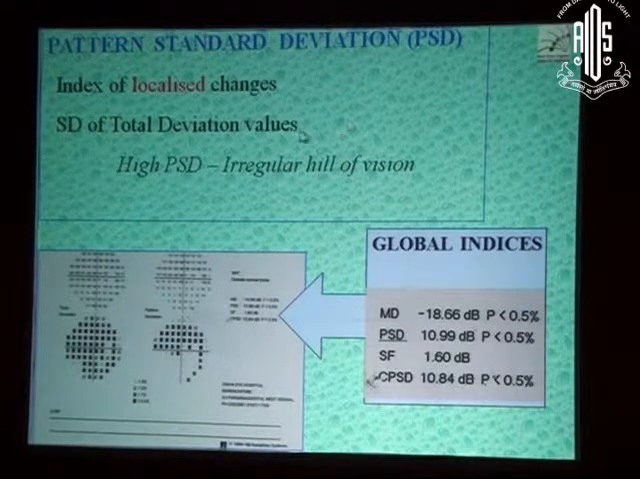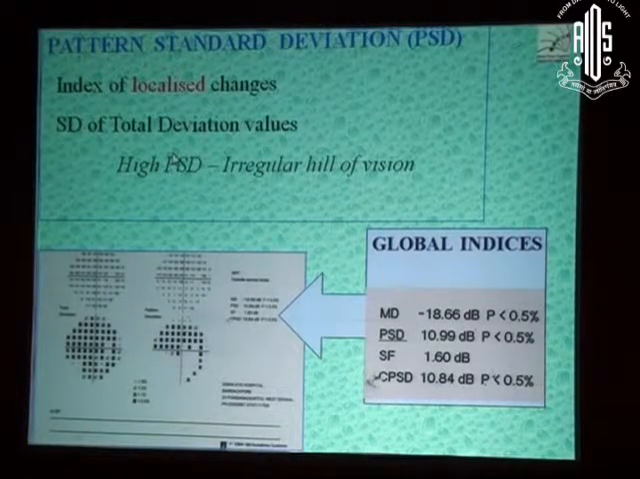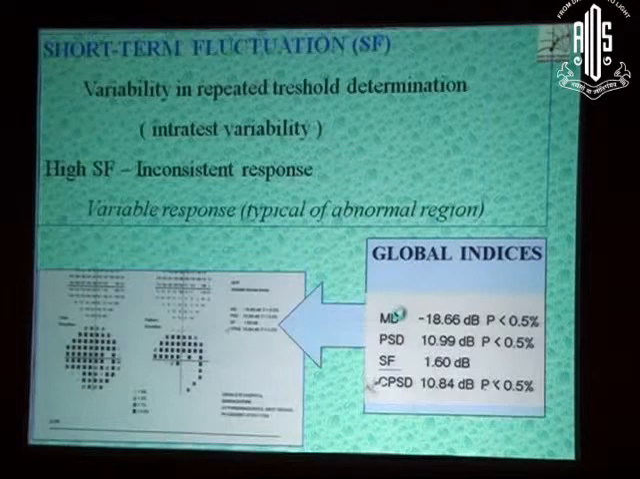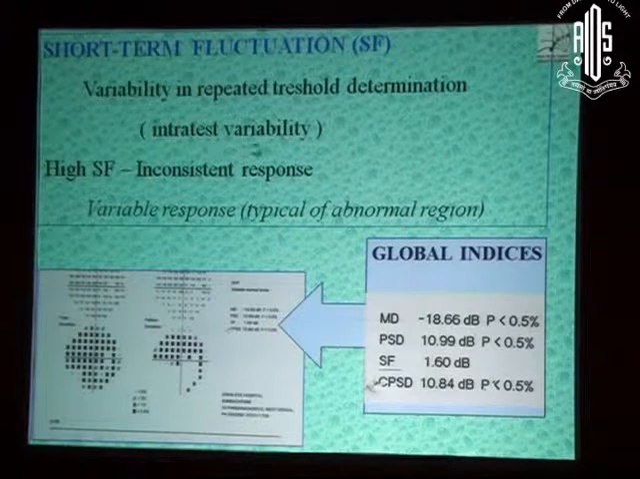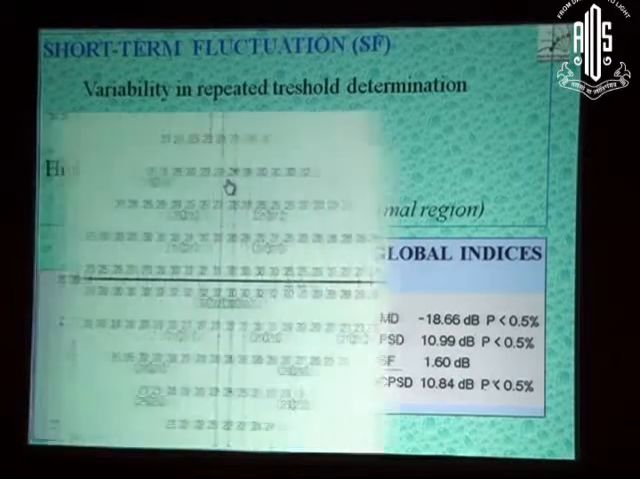Means the deviation values are calculated, the standard deviation, and that is defined as the localized changes. The higher the standard deviation, the higher the localized changes. So this is the pattern standard deviation. The other is the high short-term fluctuation. This is the intra-test variability. The higher the short-term fluctuation, the more inconsistent the response.